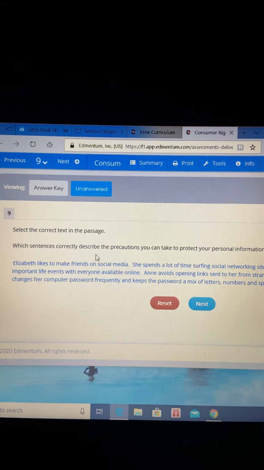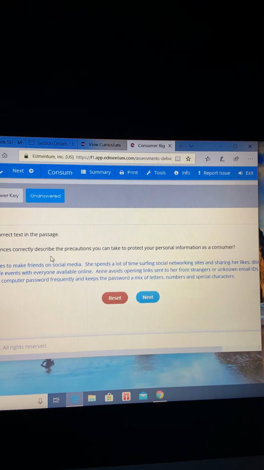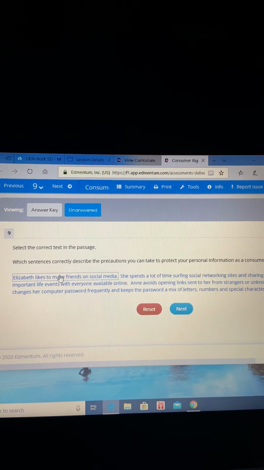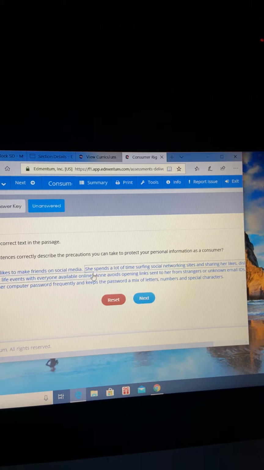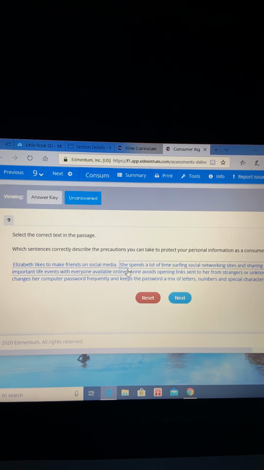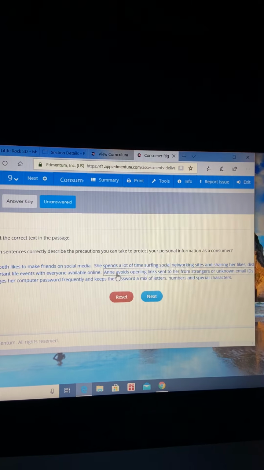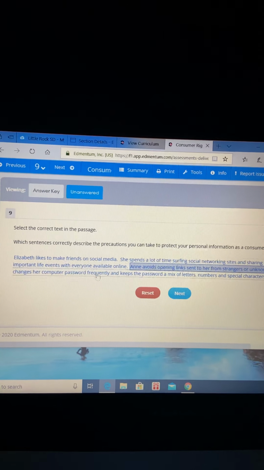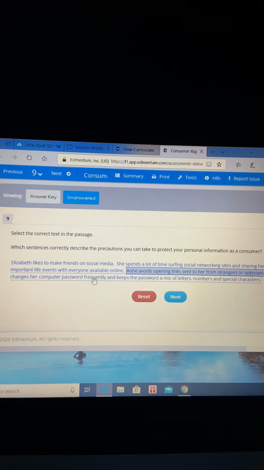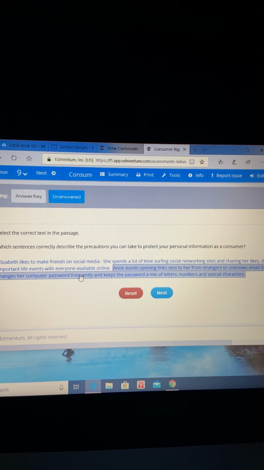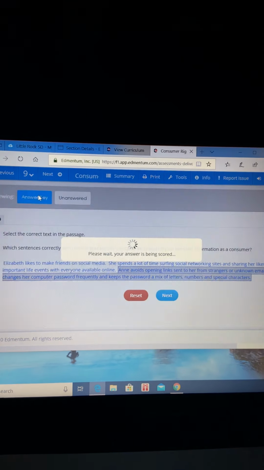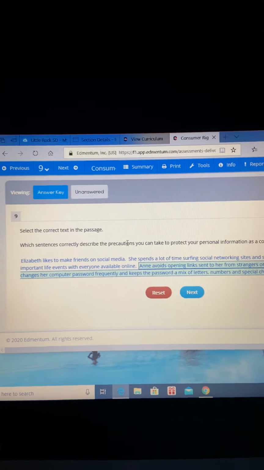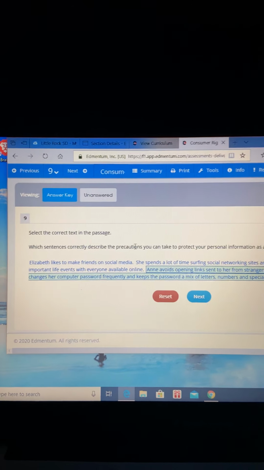Which sentence correctly describes the precautions you can take to protect your personal information as a consumer? Elizabeth likes to make friends on social media. She spends a lot of time surfing social networking sites and sharing her likes, important life events with everyone available online. She avoids opening links to her from strangers or unknown email IDs. It's probably a smart move. She changes her computer password frequently and keeps the password a mix of letters and numbers and special characters. So those last two sentences are the things that she does that are very smart, that keeps her from getting her identity stolen.